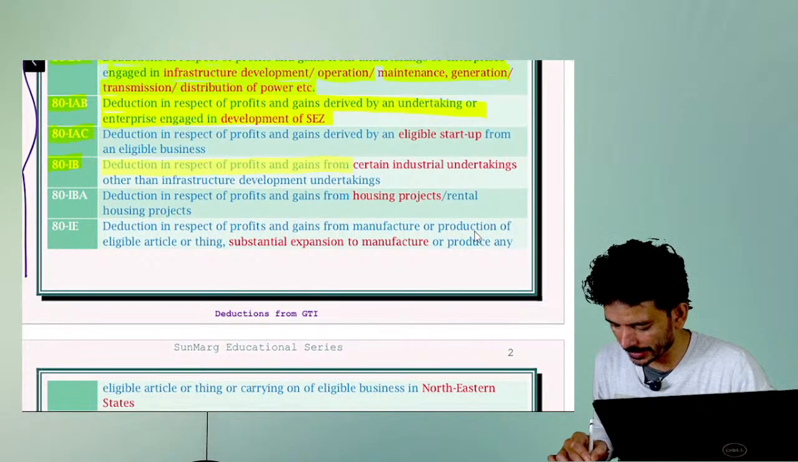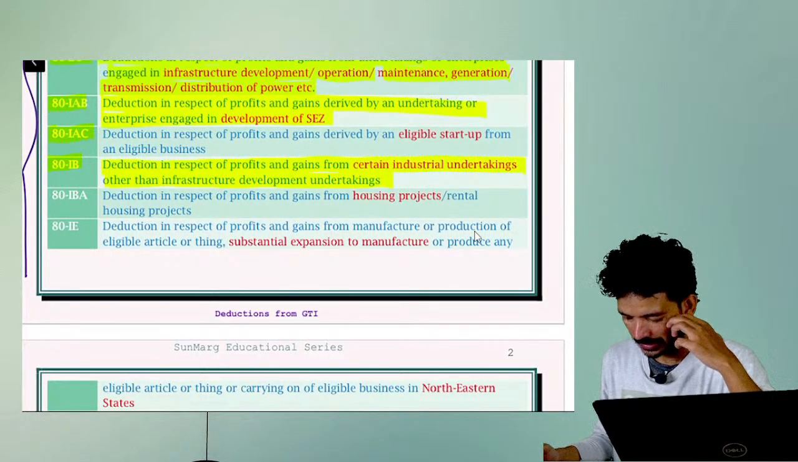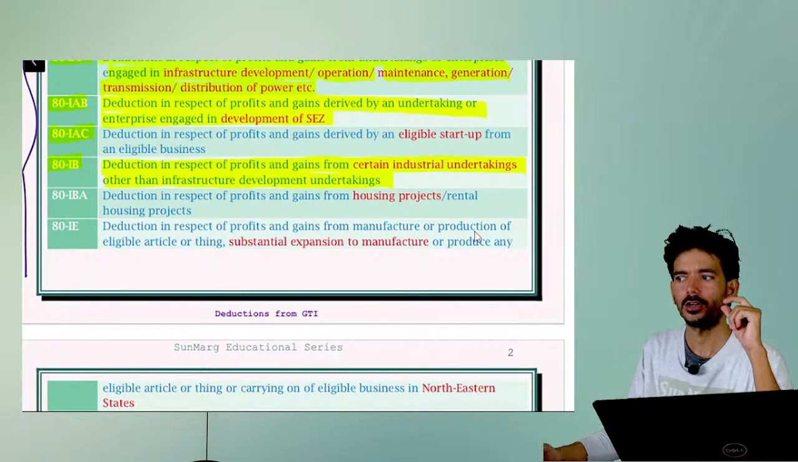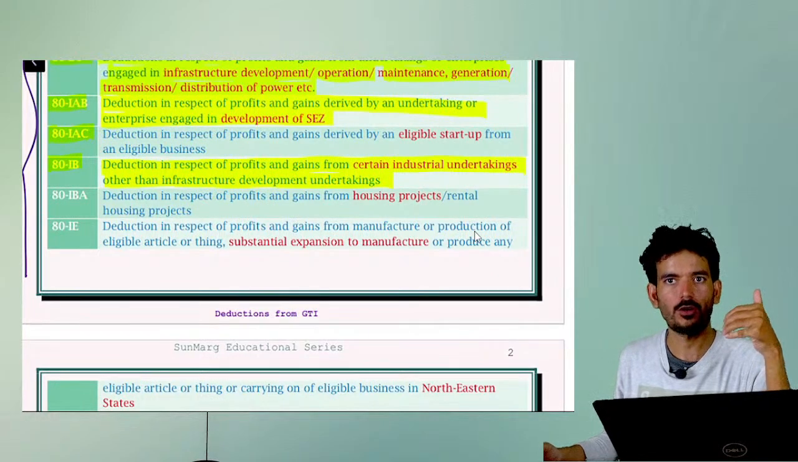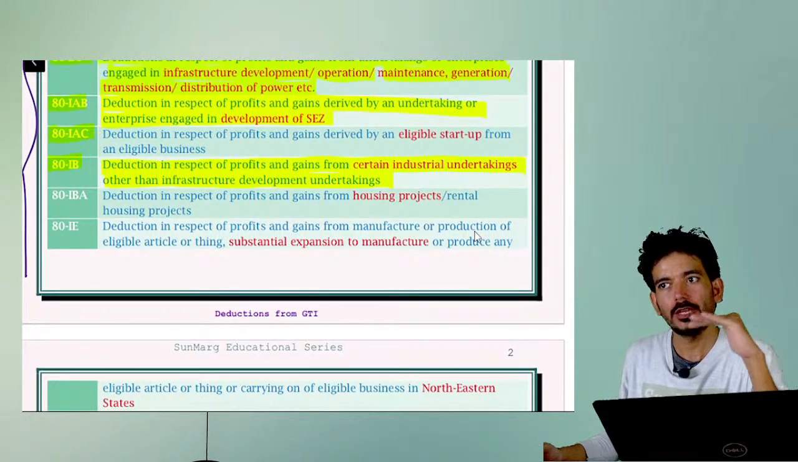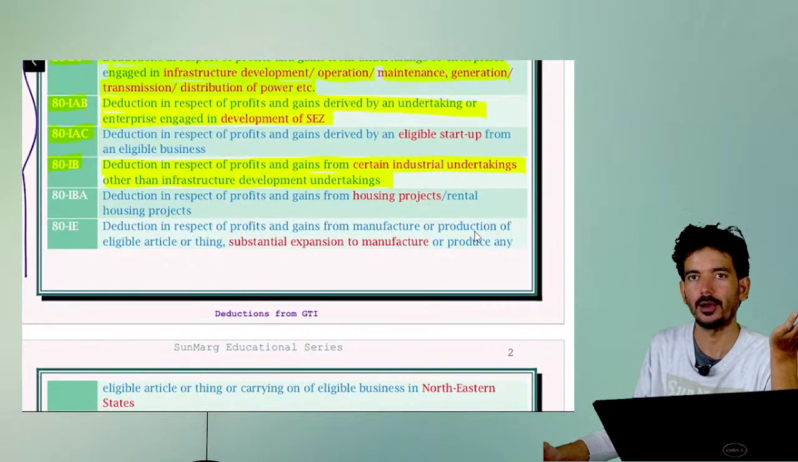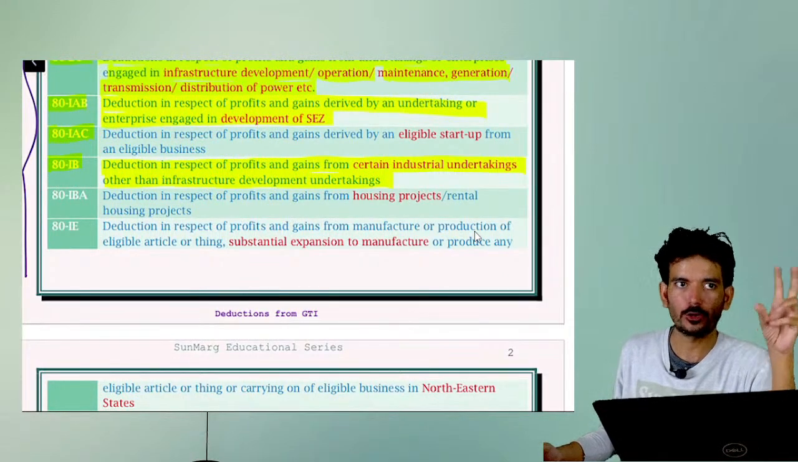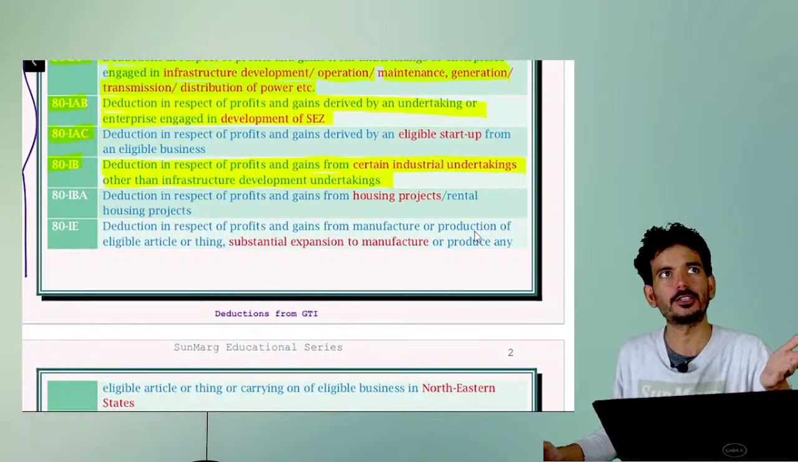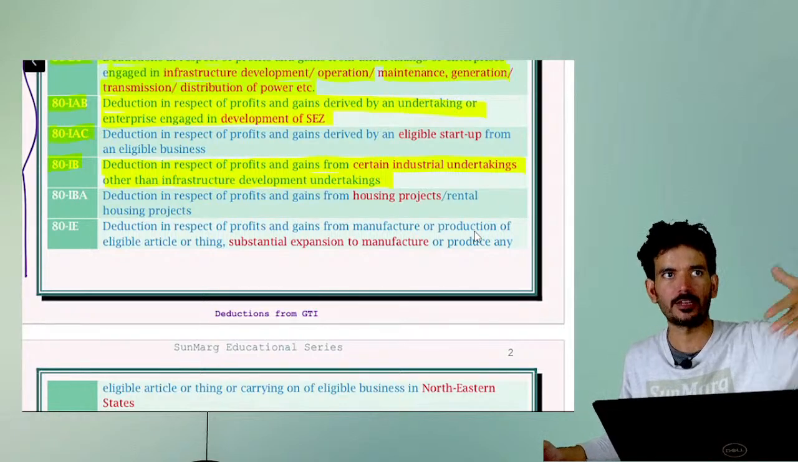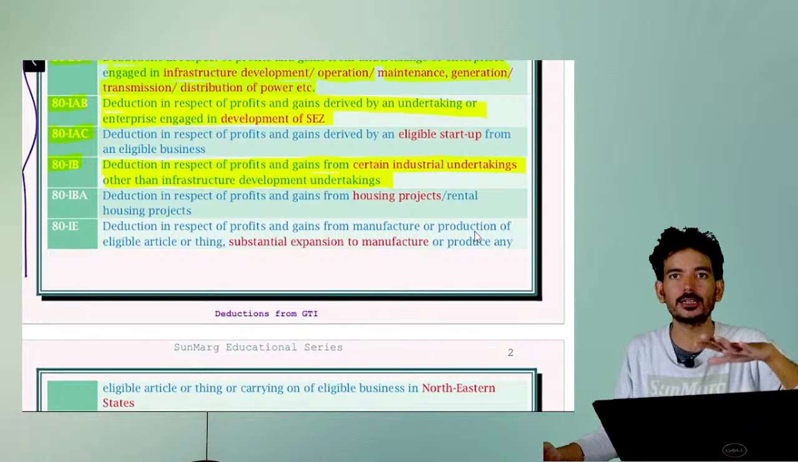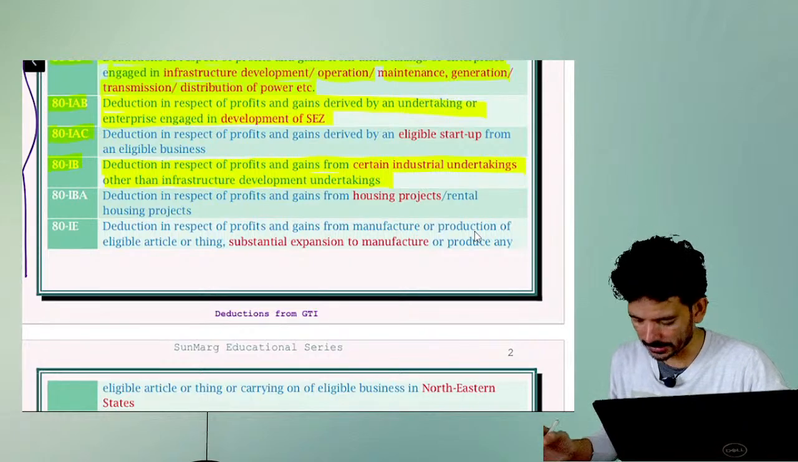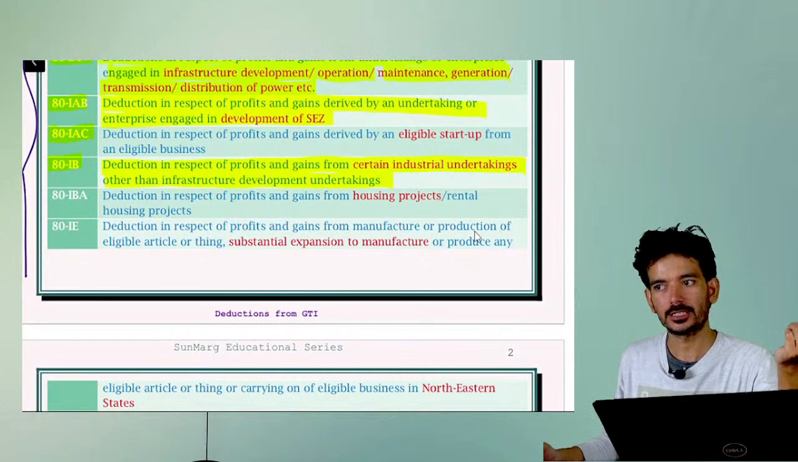80IB, deductions in respect of profits and gains from certain industrial undertakings other than infrastructure development undertakings. So this also I'll tell, this is something for northeast states because they are not as developed as other states. So government is trying to bring them also equivalent to other states. So they were given more benefits, like if you happen to be there and you start this business, we'll be encouraging you to not pay tax for certain number of years, like 10 out of 15 years, like initially 15 years, for 10 years you need not pay tax.